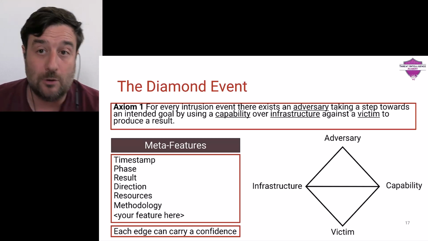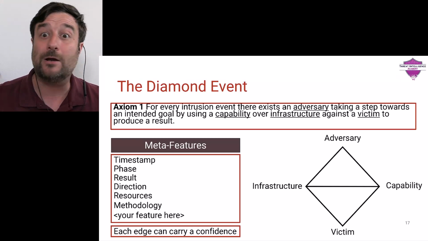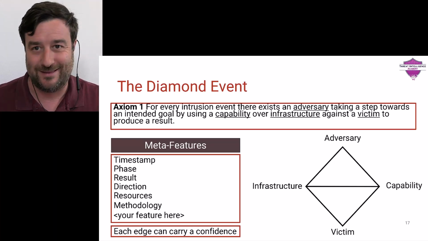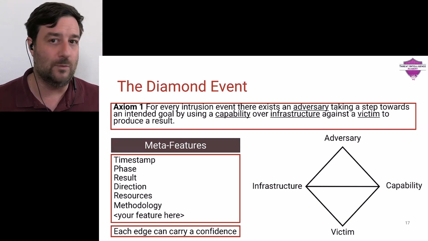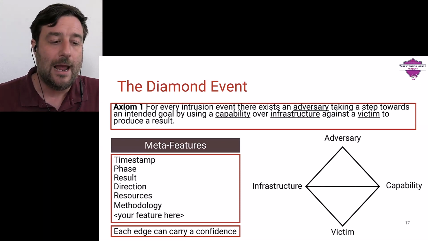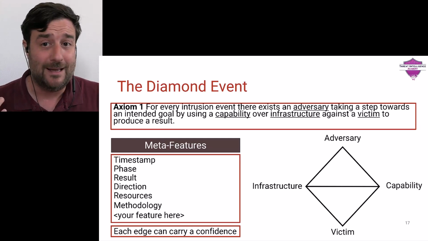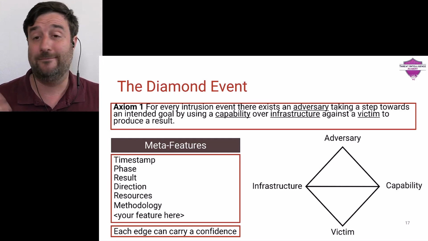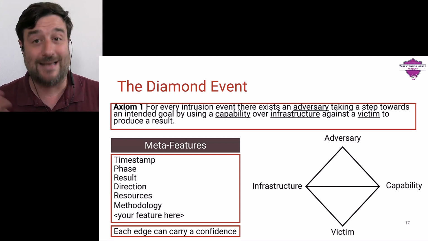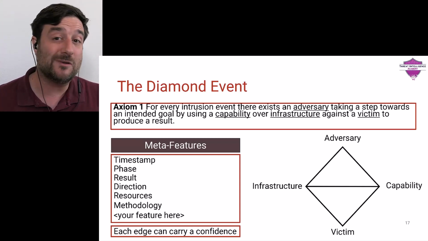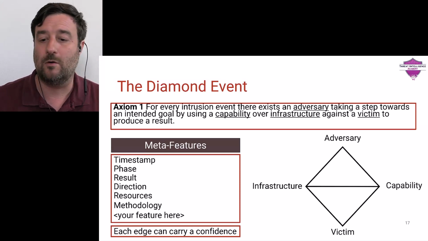And eventually you'll have enough answers that you'll be able to answer bigger questions, like why are they doing this to us? What was their intent? How long have they been doing it? And this is why on the left here, we have these meta features. We have timestamp. When did this happen? We have the phase. Was this the beginning, middle, or end of the attack or intrusion? What was the result? Did they take data? Did they install ransomware or whatever?